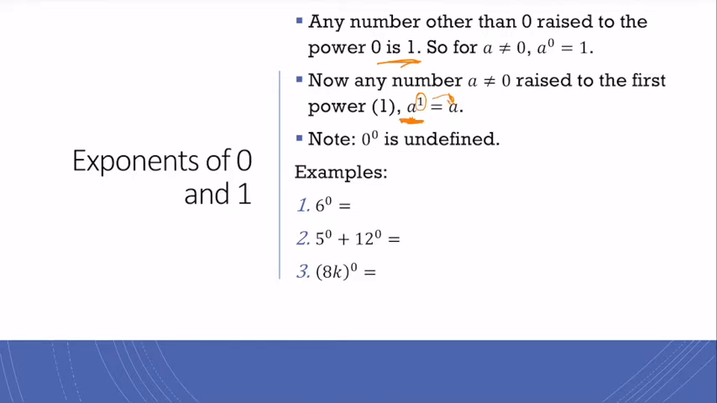So let's go ahead. If I have 6 to the 0, that's 1. If I have 5 to the 0, that's 1. Plus 12 to the 0, which is 1. I could also distribute this 0, and I would get 1. But up here, 1 plus 1 is 2.